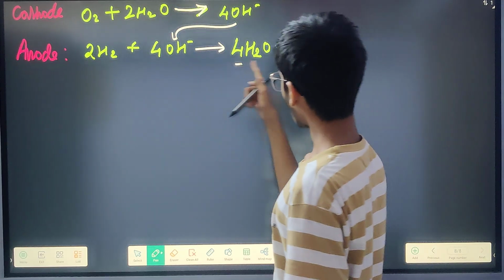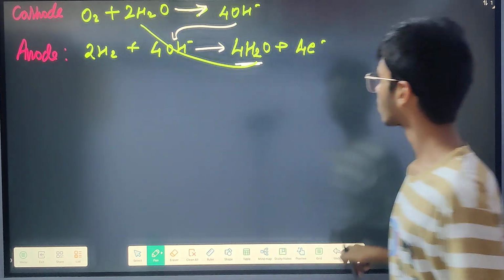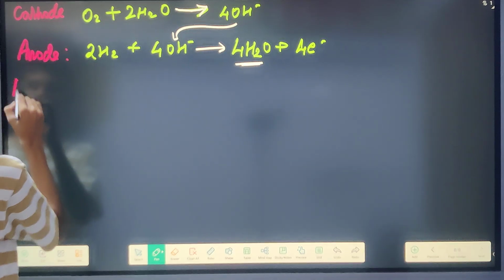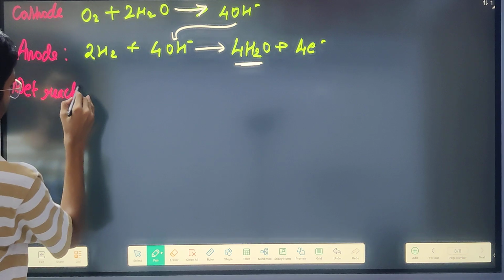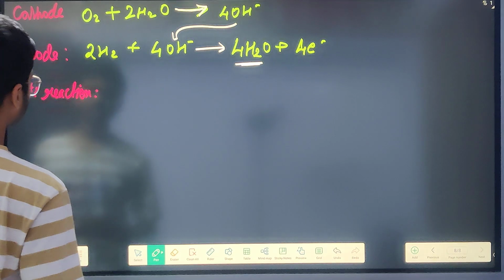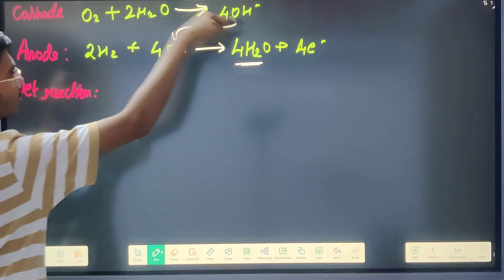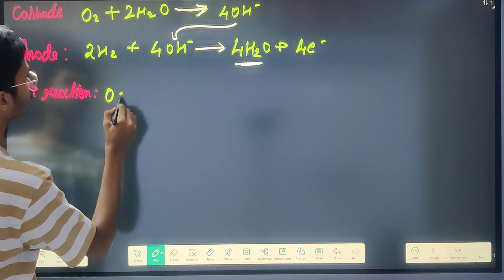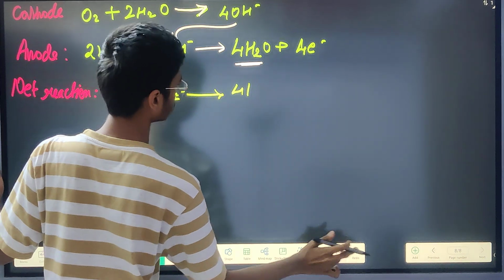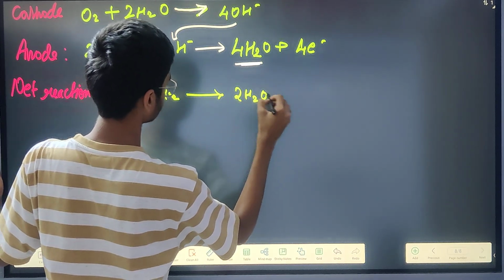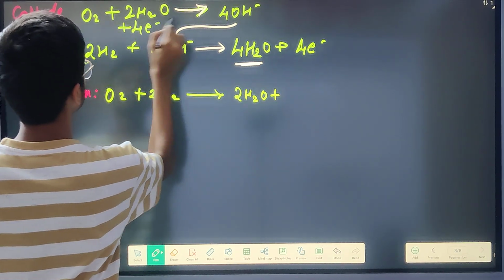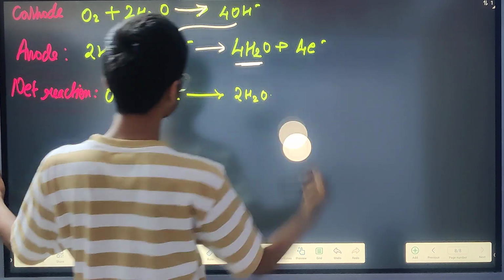Amongst these, half of the electrons went to the cathode itself. So then the total net reaction is, what is this total net reaction? These two can be cancelled, and amongst this it will be giving us just 2H2O. So O2 plus 2H2 gives rise to 2H2O plus 4 electrons. Here also plus 4E minus is there, so the 4 electrons will also be cancelled. So this is the total net reaction.